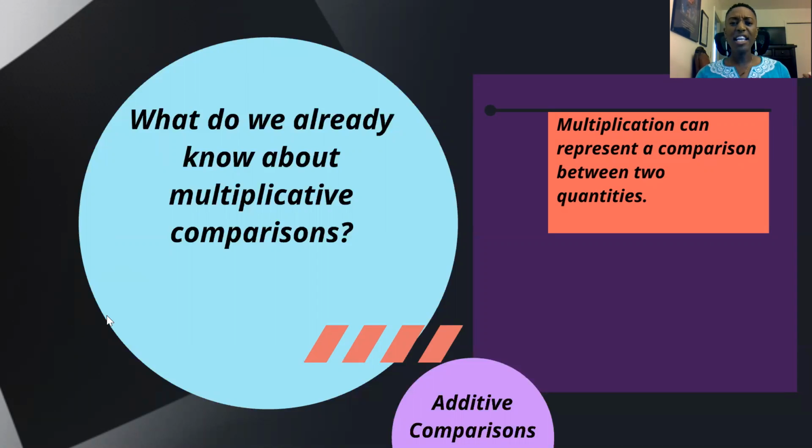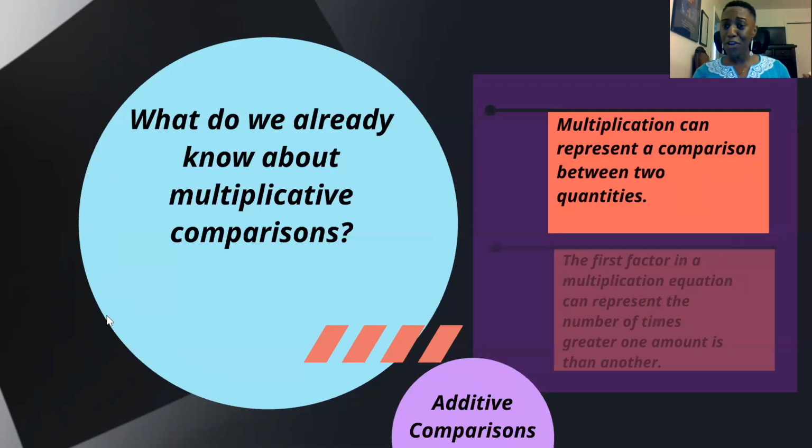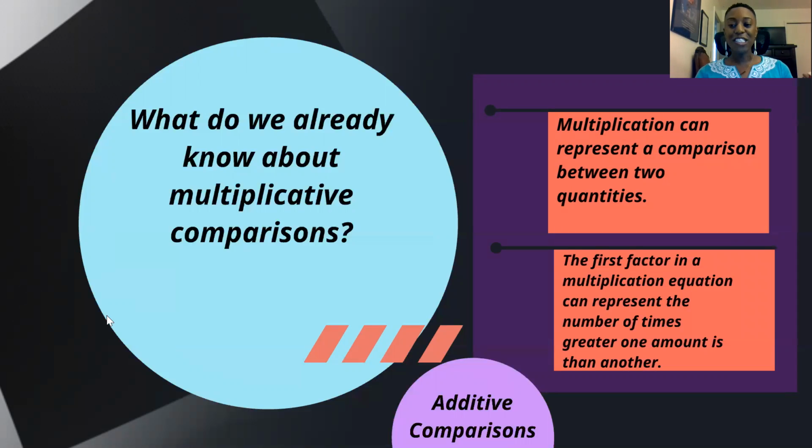Talk to me about what the factors and also the product within that equation represents. Ooh, you remember that first factor. So the first factor in a multiplication equation can represent the number of times greater one amount is than another. So in short, we can say the first factor represents the times as many, or that relationship between the greater and lesser amount. So now talk to me about the second factor.